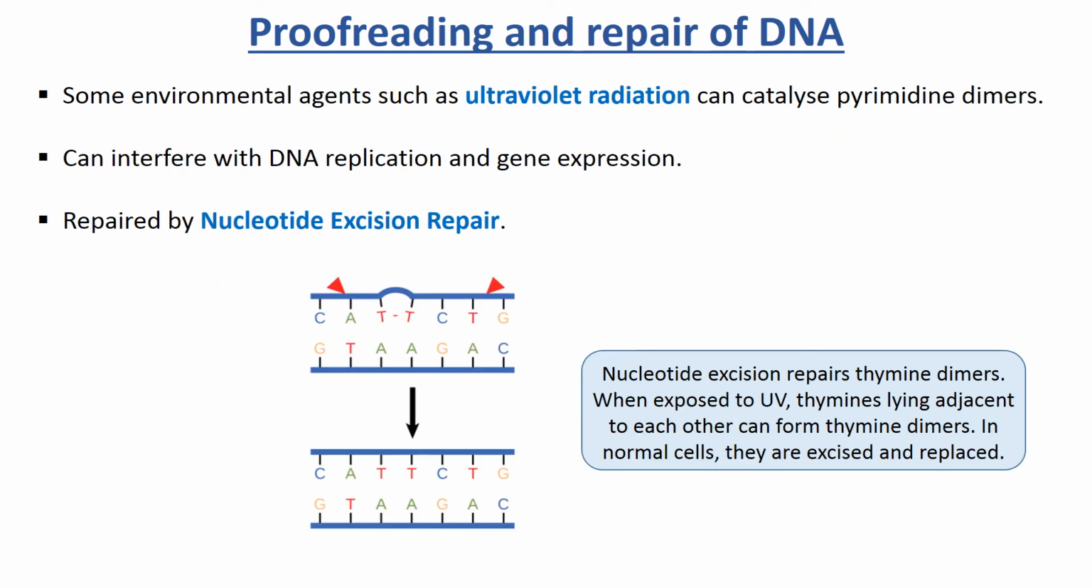Some environmental agents such as UV radiation can catalyze pyrimidine dimers. This can happen where the UV radiation causes two thymines which are on the same DNA strand to form a bond. This can interfere with DNA replication and gene expression. In most cases, these pyrimidine dimers are repaired by nucleotide excision repair, and below here you can see that the bond has been removed and the error has been corrected.